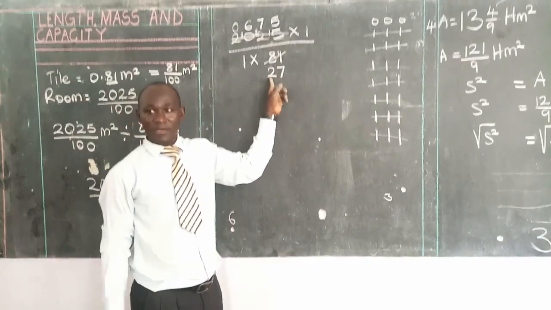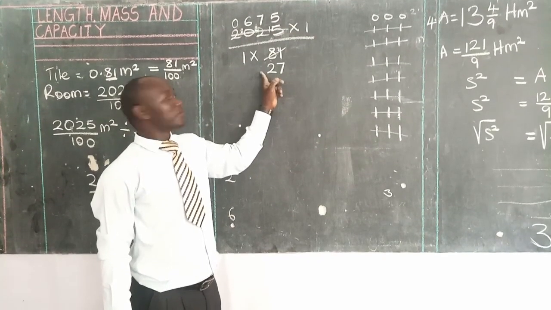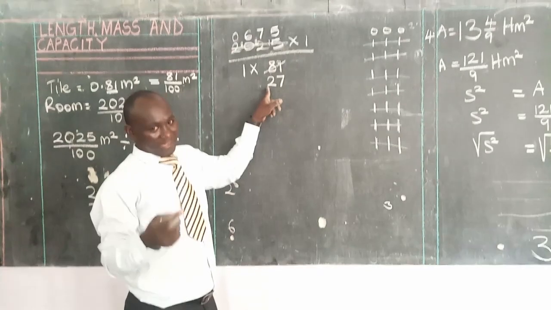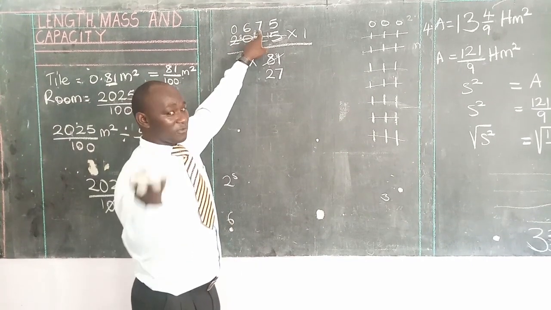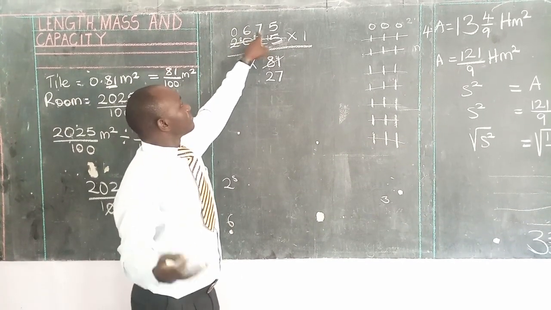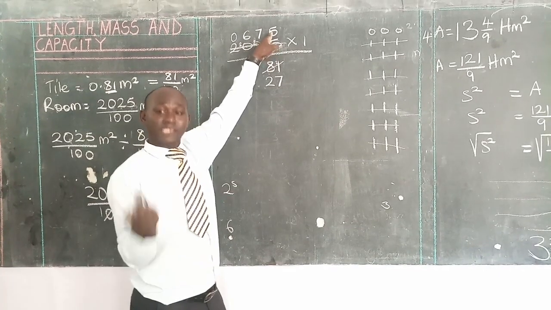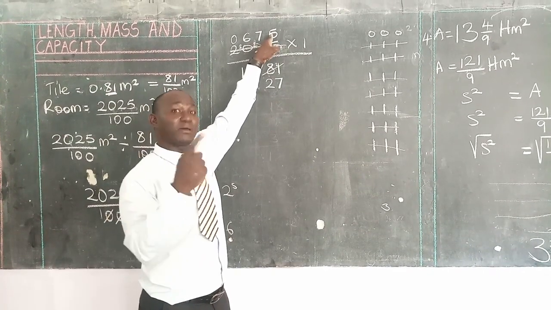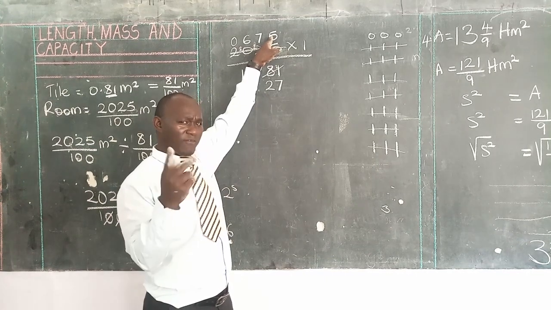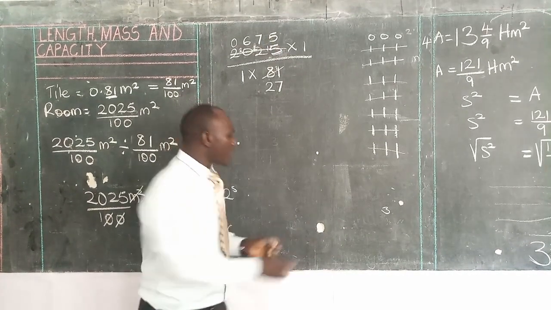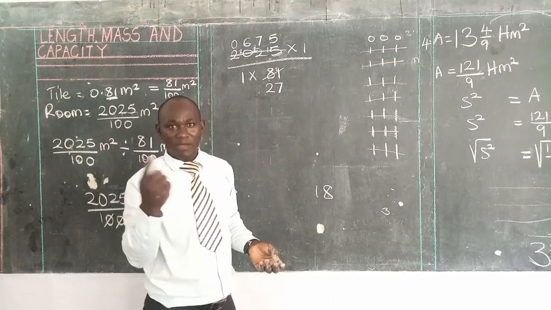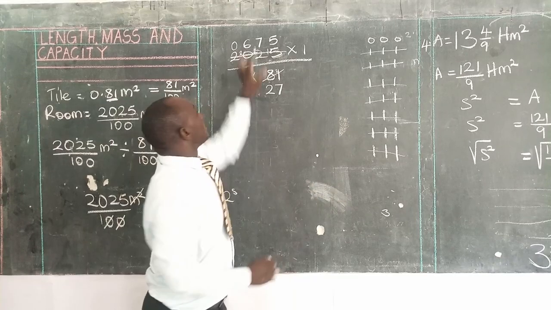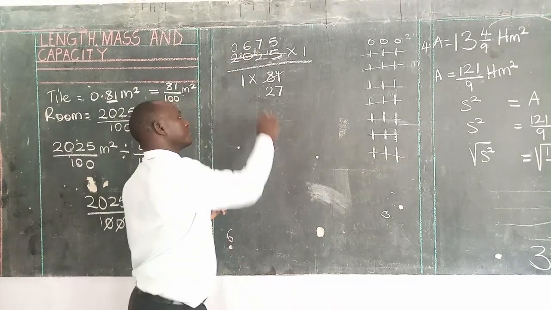Can this still be divided by 3? 2 plus 7 is 9. It's okay. What about here? 0 plus 6, sorry, 6. 6 plus 7, you count very fast, that's 13. 13 plus 5, that's 18. 18 is a multiple of 3. However, if you're not sure, you have got 18, just say 1 plus 8 is 9. 9 is a multiple of 3. That means this number can still be divisible by 3.